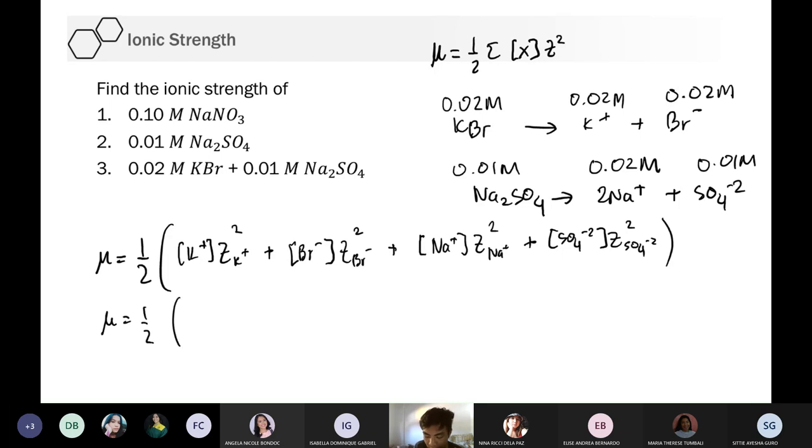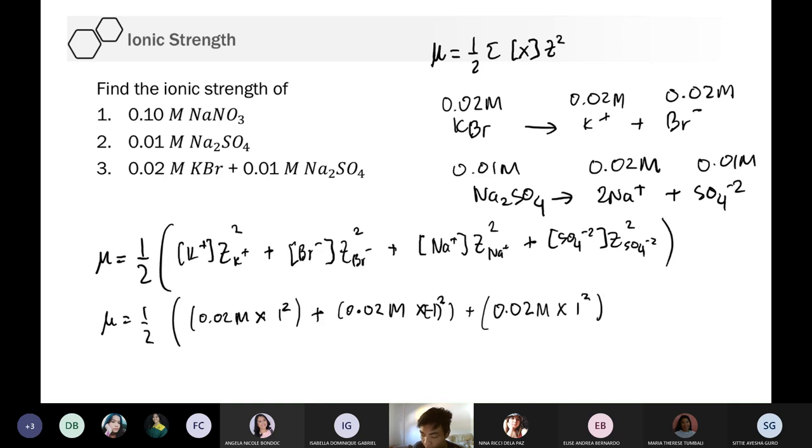So, mu is 1 half of potassium molarity. So, that is 0.02 molar times 1 squared. Positive 1 yung charge, di 1 squared lang yun. Plus, for bromide, that's 0.02 molar times negative 1 squared. Okay? Plus, yung kay sodium, we have 0.02 molar sodium times its charge squared plus, oh, in case sulfate, we have 0.01 molar times negative 2 squared. Okay.